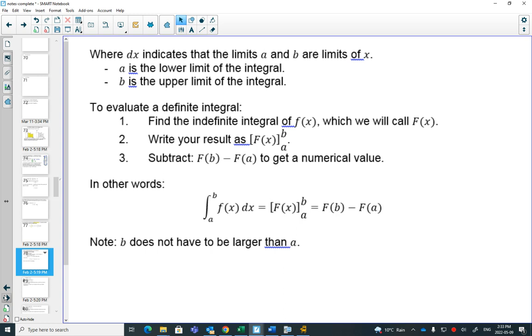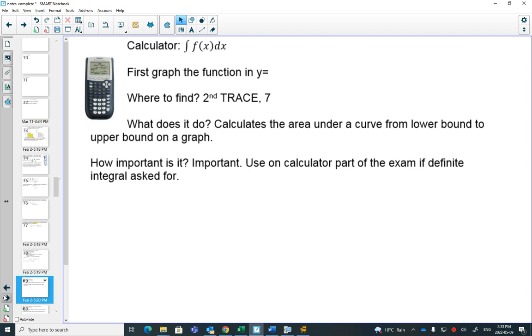So a is the lower limit, b is the upper limit. And to find the definite integral, we do the same thing we do with the indefinite integral, but now we don't worry about the plus c. We put our a and b values in there, and then all we have to do is plug b into the new function, plug a into the new function, and subtract them. It is really quite straightforward and quite simple. So we'll see what that looks like with a couple of examples.